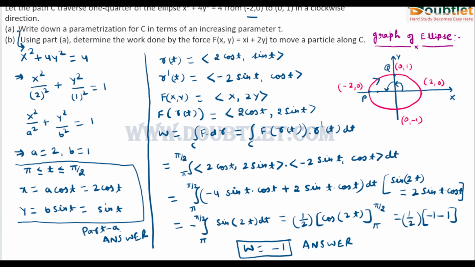So I hope you liked the concept that I am trying to deliver, which is basically parameterization of any curve and how to find the work done by using the line integral.